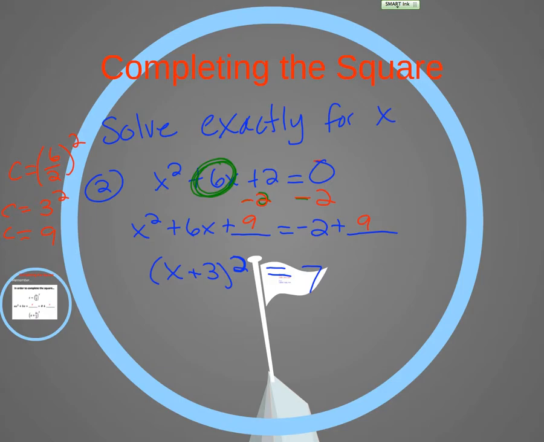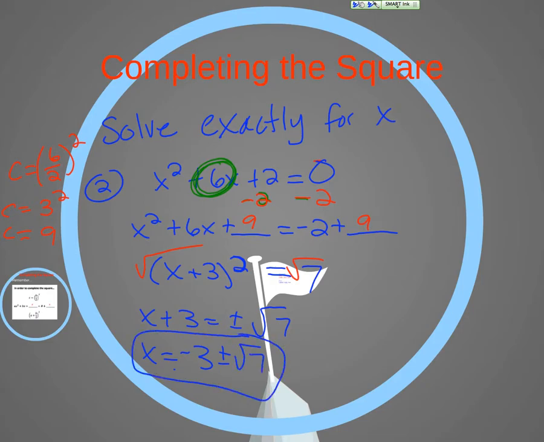Now that we got this far, remember this is where example 1 started? So we square root both sides. I end up with x plus 3 equals plus or minus the square root of 7. I can't even break that down, so I don't even have to worry about trying to simplify that. How do I bring my 3 over? So x equals negative 3 plus or minus the square root of 7, and I'm done.